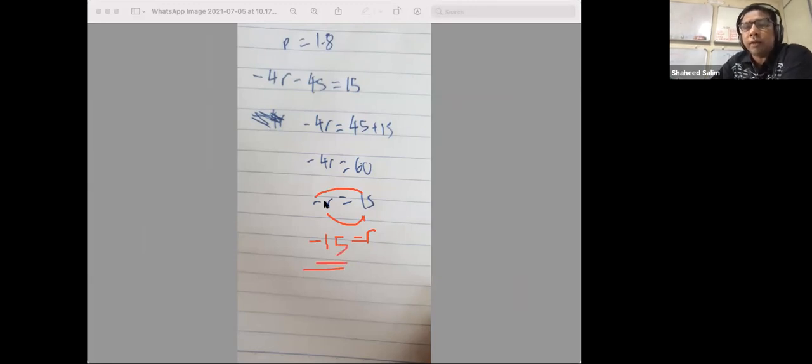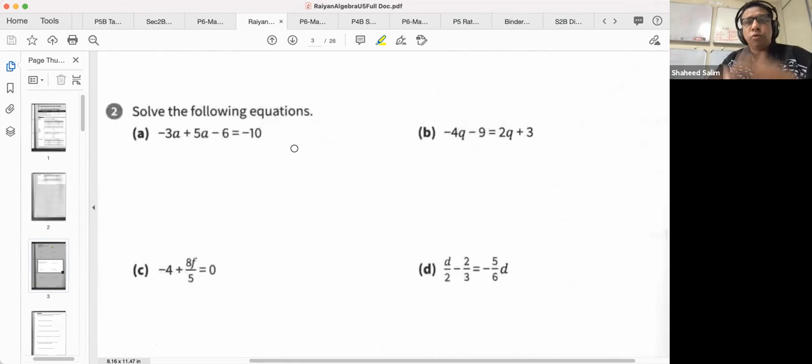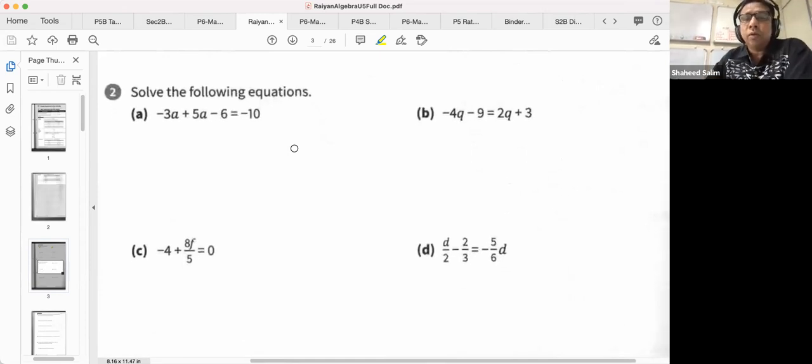Ryan, you cannot leave the answer with a negative or any number other than 1 on the variable. You must have r, x or something like that. Okay, so you're not so bad. You're actually making improvement. The only thing is you need to practice. If you can do the whole document, wow, that would be wonderful. Okay, we try question number 2A now.